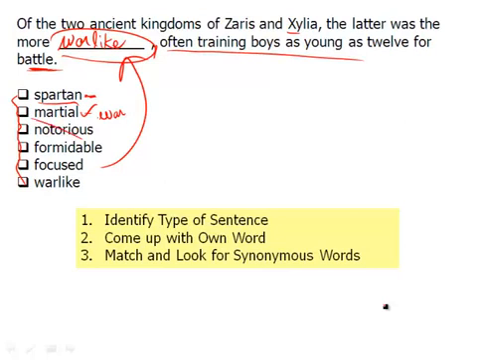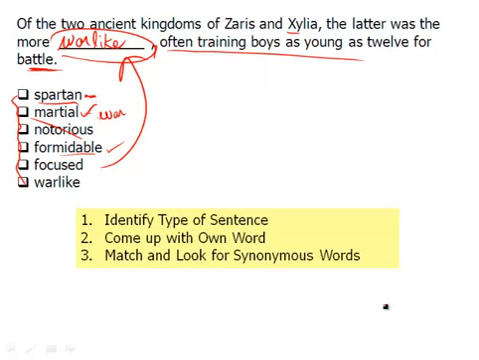Then we have formidable. If something is formidable, it's scary. It fills us with awe and respect. And it sounds like X is definitely more formidable. I mean, they're training boys as young as 12. So we could leave that in the batch, sure. But again, are we looking for a synonym? Can we find a synonym for formidable? That's really what sentence equivalence is about.